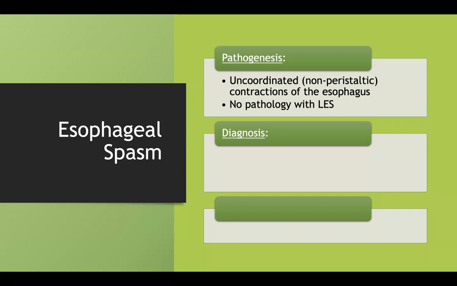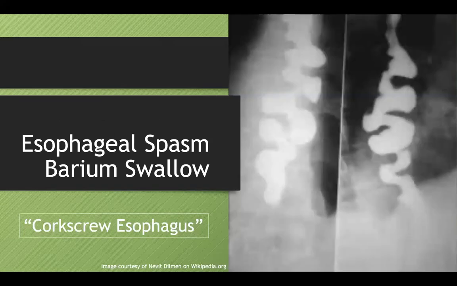And so how do you diagnose this? The easiest way is through a barium swallow that'll show a corkscrew esophagus. And so you can see right here on the right, you have a corkscrew esophagus that's very twisty and curvy.